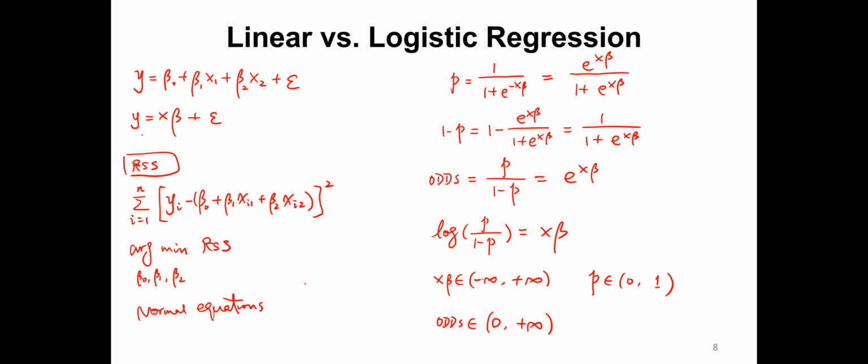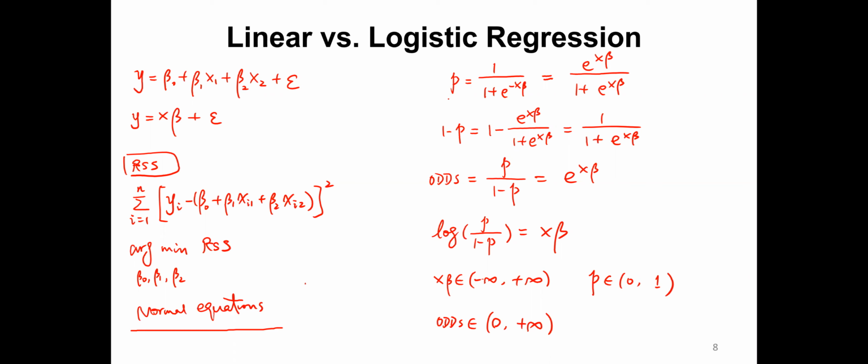If we write it in the matrix form, y equals X beta plus epsilon. And then what we are trying to do is minimize the residual sum of squares. We minimize this and then we use a normal equation, as we discussed in the linear regression module.